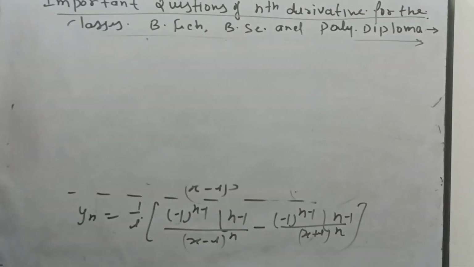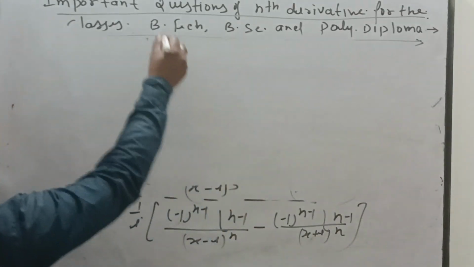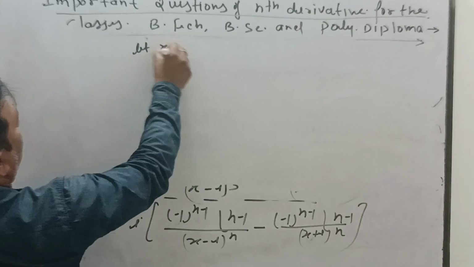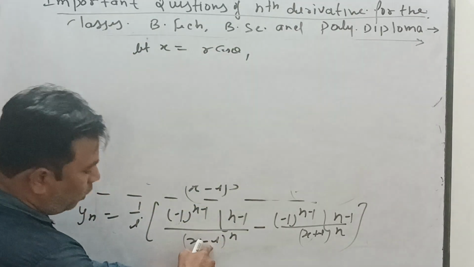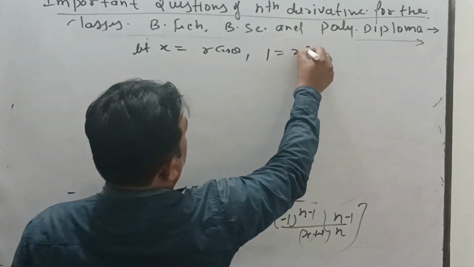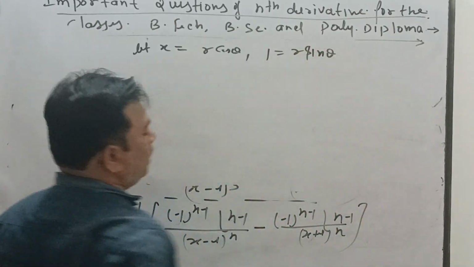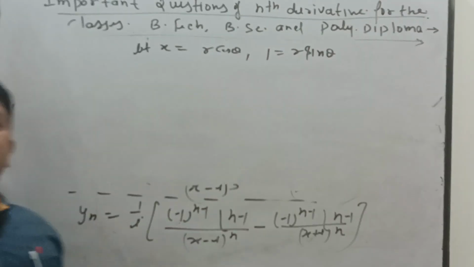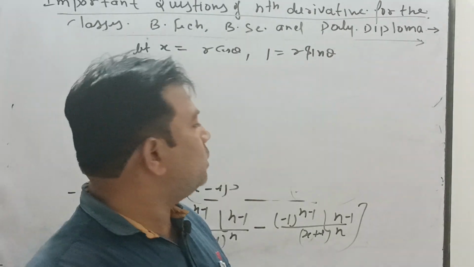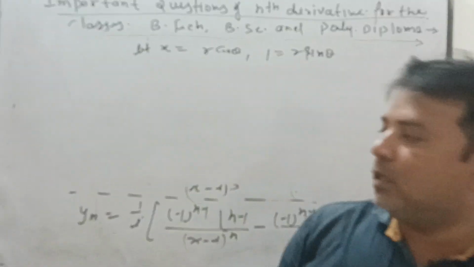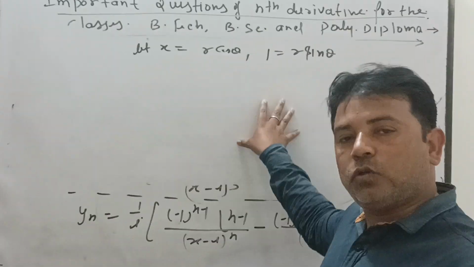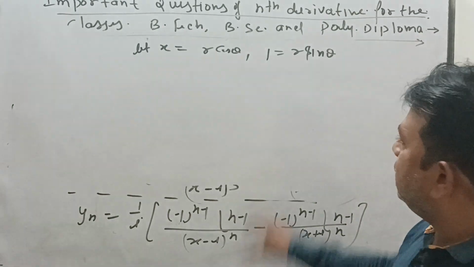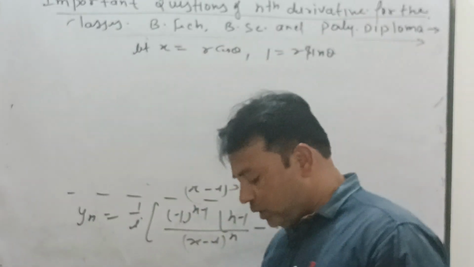So we write this: let x equal to r cos theta and the coefficient of i, 1, equal to r sin theta. These types of questions we discussed in the previous video. If you have not seen my previous video, please see it. After that you can solve this question easily. But this question is most important for exam purposes.